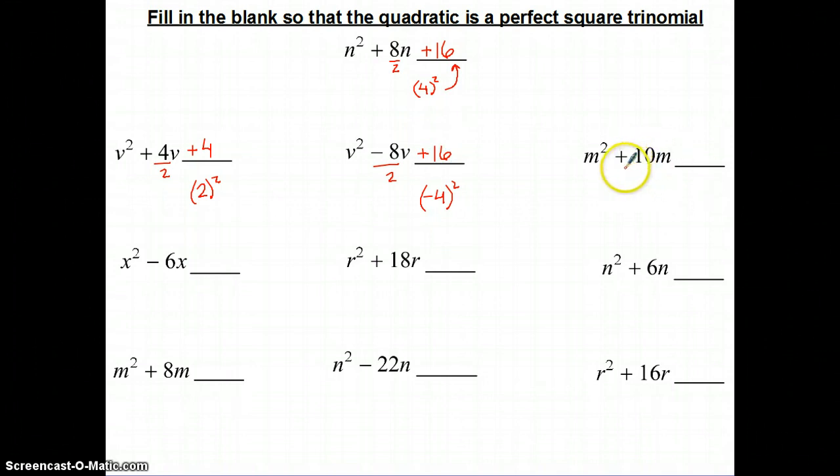To the right, I take positive 10 and divide it in half. That gives me positive 5. I take positive 5 and square it. 5 times 5 is positive 25, so I add that here in this blank. Go ahead and fill in the remaining 6 on your own. You should have positive 9, positive 81, positive 9, positive 16, positive 121, and lastly, positive 64.